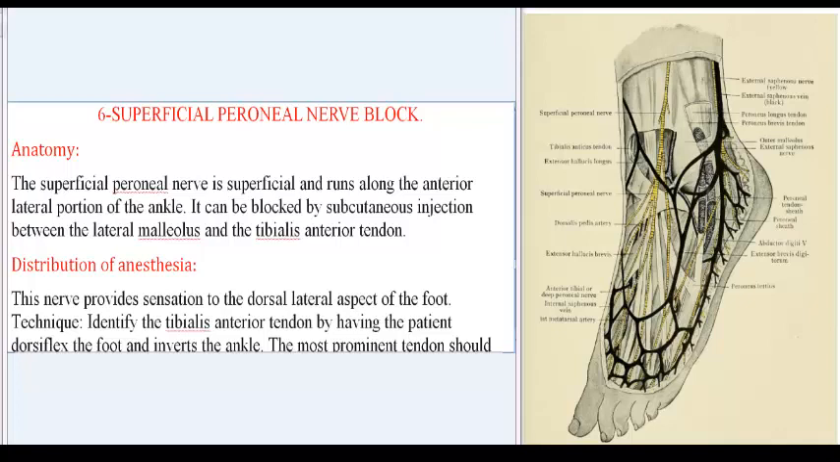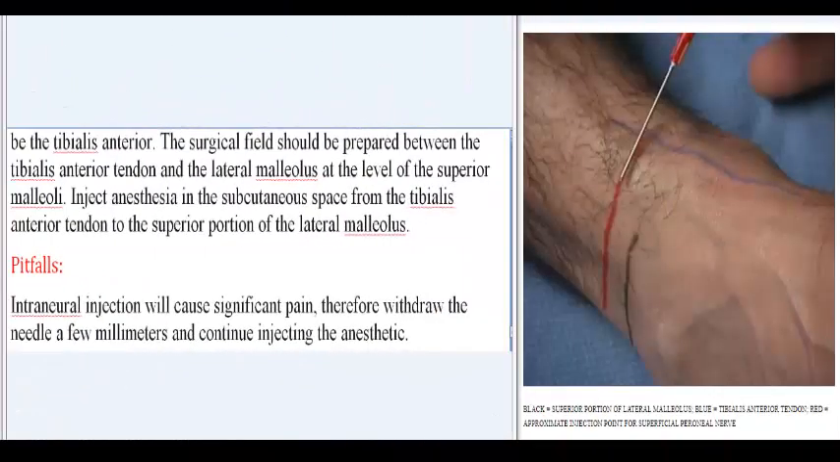Technique: identify the tibialis anterior tendon by having the patient dorsiflex the foot and invert the ankle. The most prominent tendon should be the tibialis anterior. The surgical field should be prepared between the tibialis anterior tendon and the lateral malleolus at the level of the superior malleoli. Inject anesthesia in the subcutaneous space from the tibialis anterior tendon to the superior portion of the lateral malleolus. Pitfalls: intraneural injection will cause significant pain, therefore withdraw the needle a few millimeters and continue injecting the anesthetic.